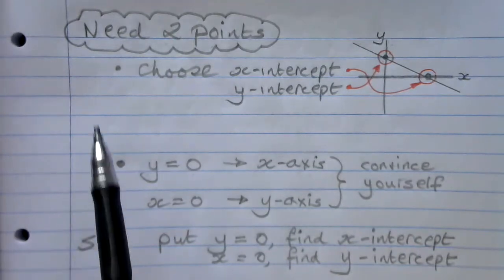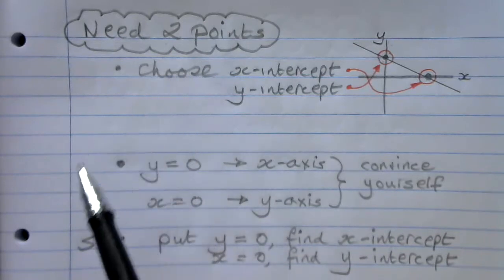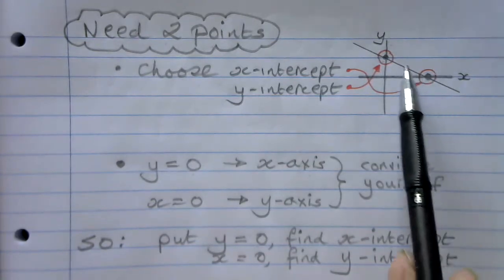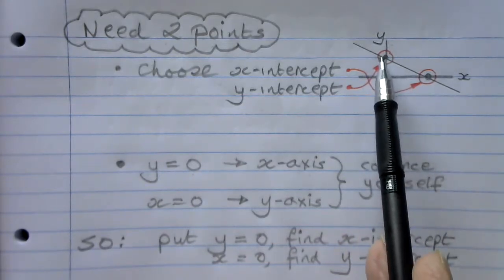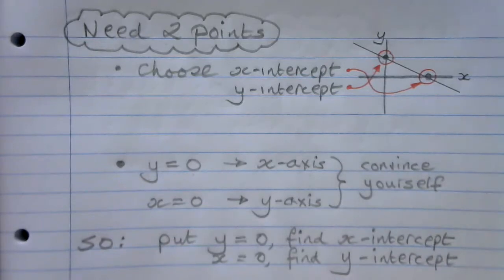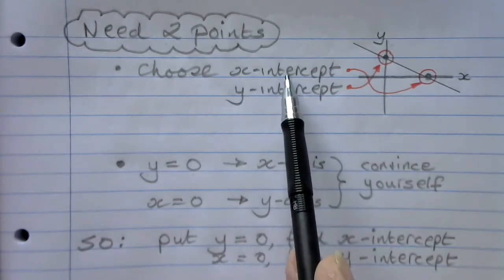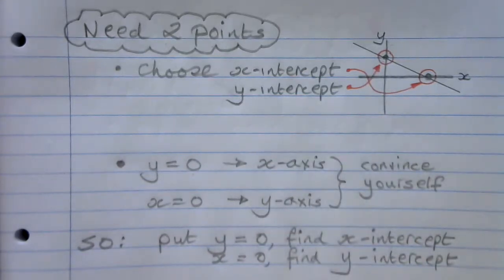So first of all, we need precisely 2 points, and they can be any 2 points that we like, but what we're going to do is choose these 2 points where my line is going to cross the y-axis and the x-axis, and we've got special names for these. Where it cuts the x-axis we call it the x-intercept, and where it cuts the y-axis we call it the y-intercept. Now then, that's easy enough.